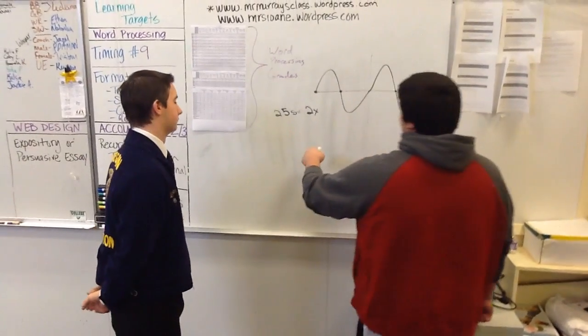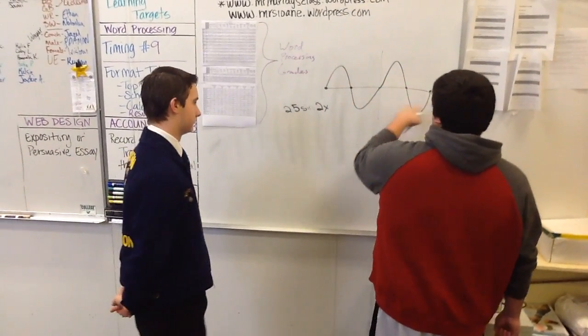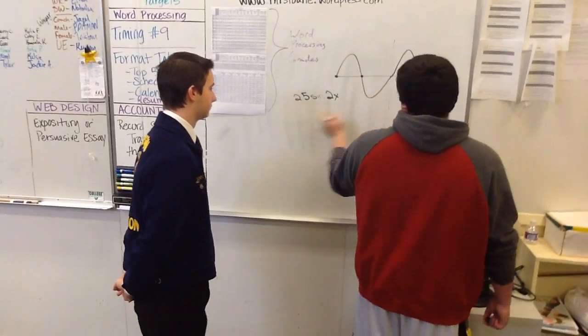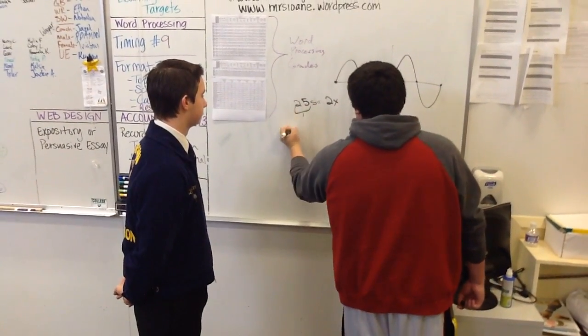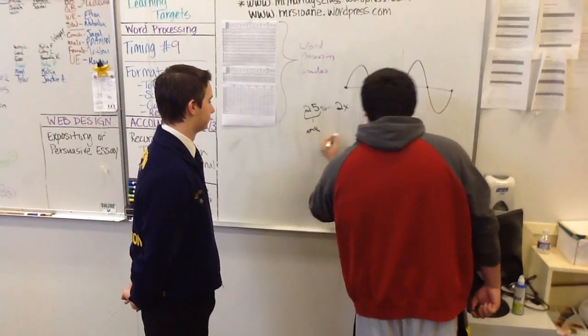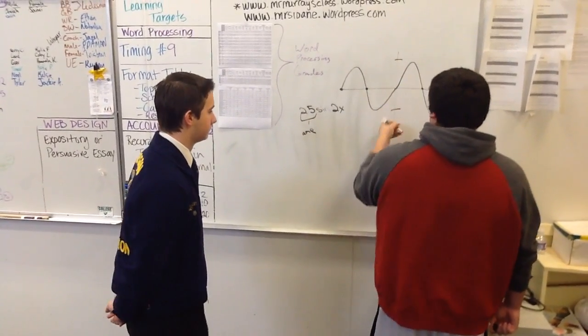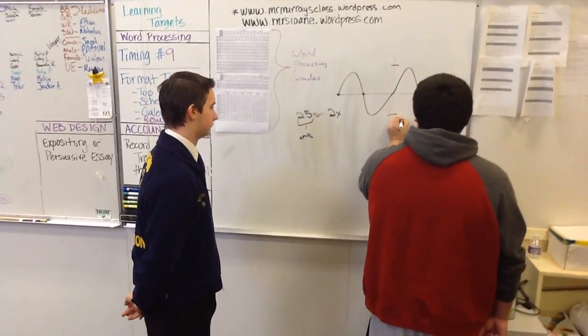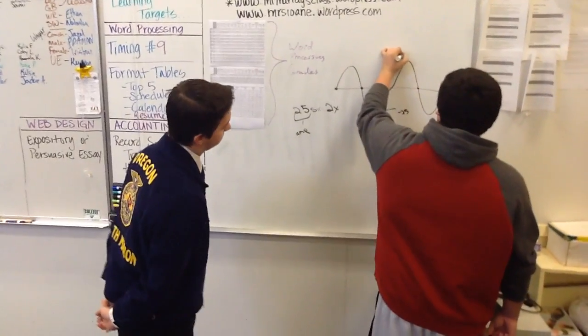This is how you graph the sine graph. So this right here is the sine graph just normal as it is. And this number is the amplitude right here. This affects the height, the highest point and the lowest point. So this one would be negative 25, and this one would be 25.